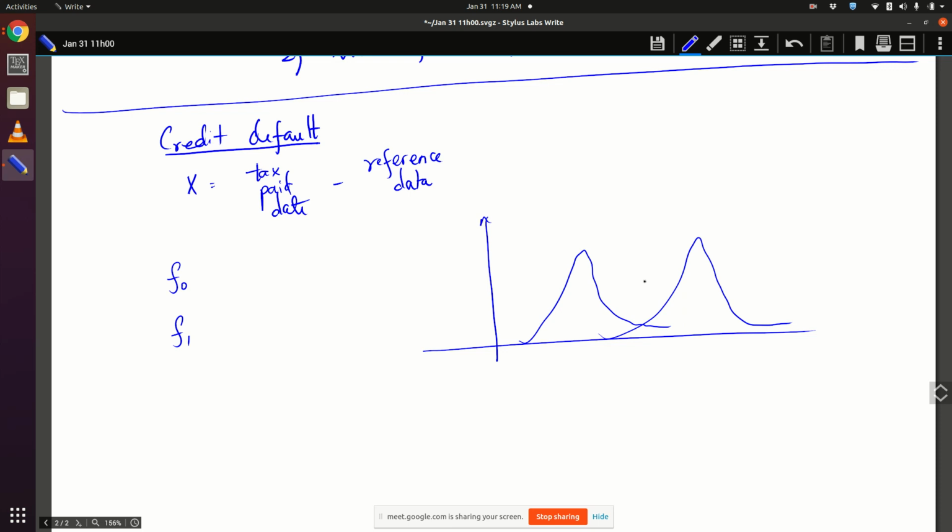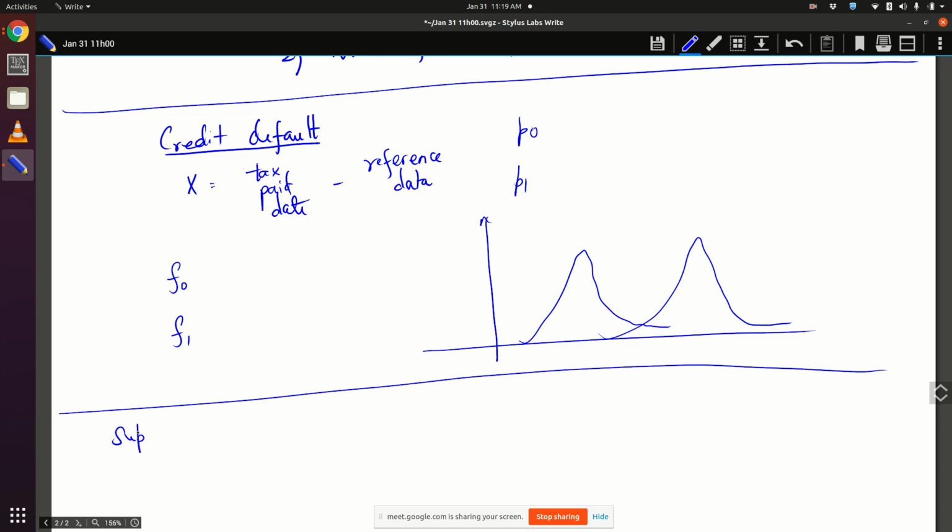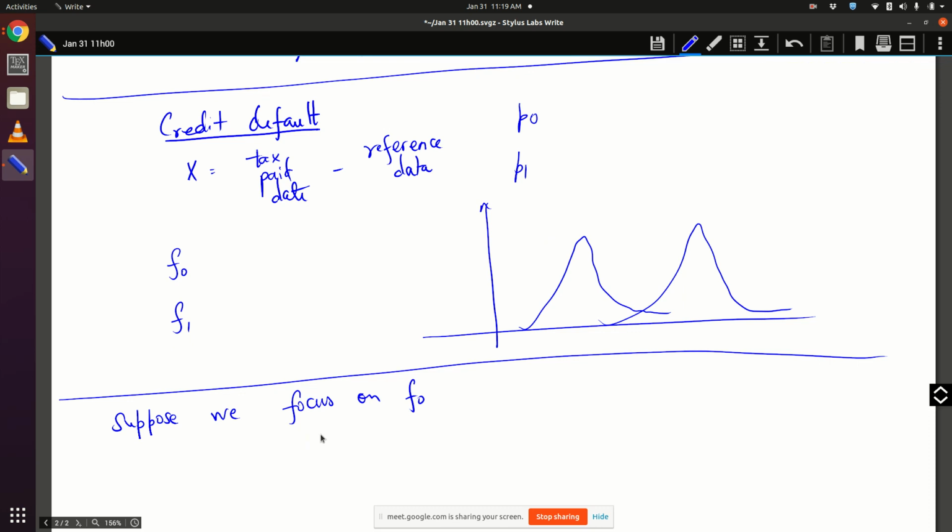This is what we did previously. Of course you had the priors as well, but that is anyway an easy thing to estimate, right? So we had something like this. But now let's look at F0. Suppose we focus on F0. These are people who don't default, who actually pay taxes early and who don't default on the loan, right?